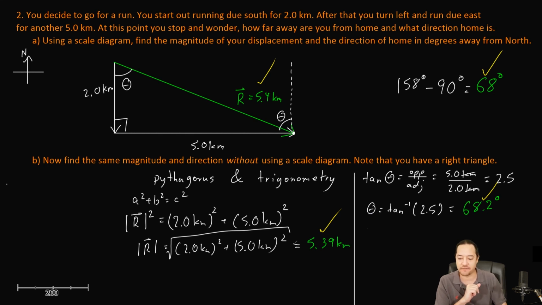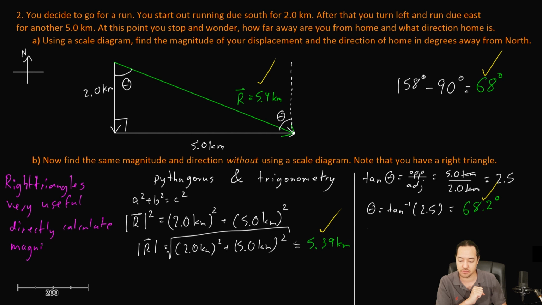and it shows that right triangles, rather, are very useful, because they will allow us to directly calculate vector magnitudes and angles, right? Directions. And this is going to be a key part of what we're learning in our next lesson. So this right triangle is a great introduction to what we'll be doing next.